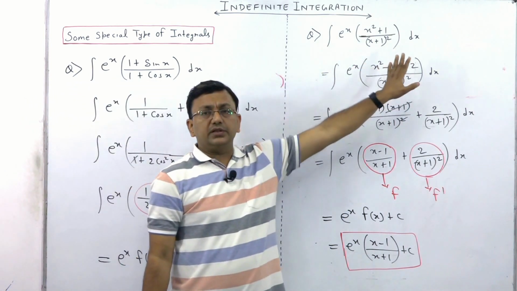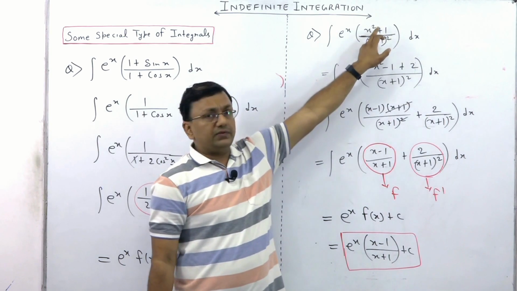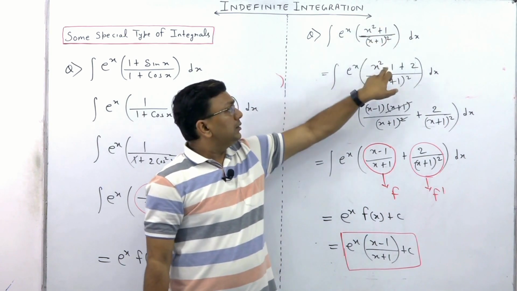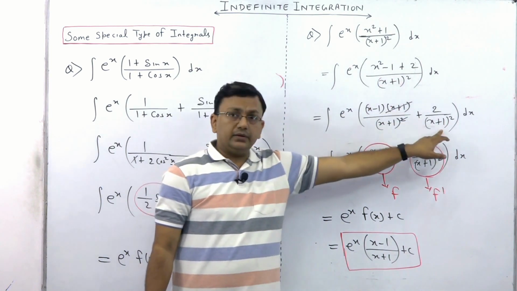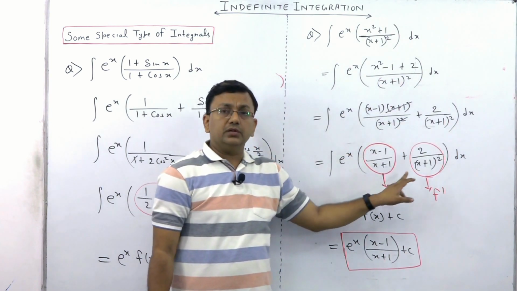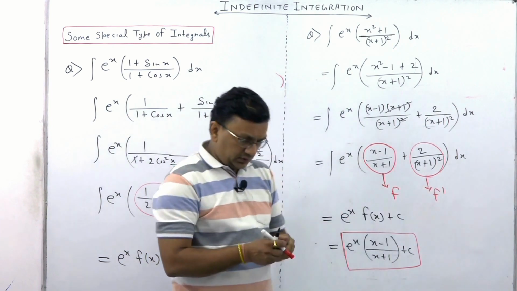Directly, function plus derivative was not there. We have done some manipulation: minus 1 plus 2 in the numerator. Then, separating the numerator, we have clearly function plus derivative. Is it?